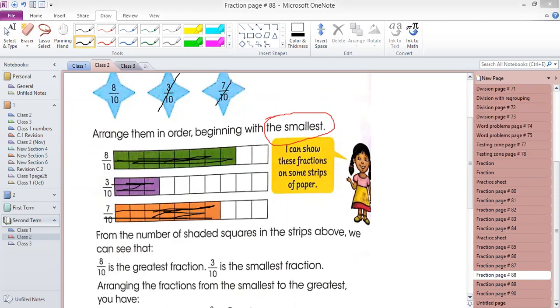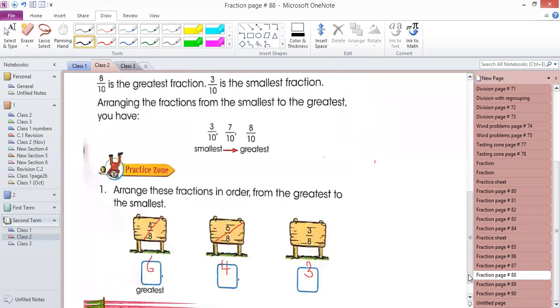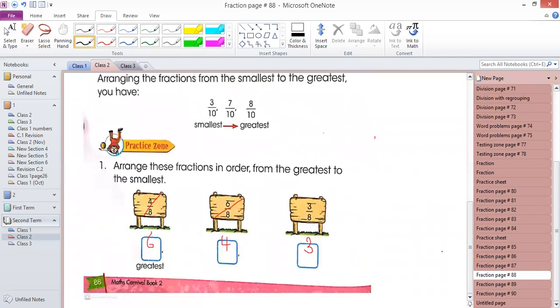From the numbers of the shaded squares in the strips above, we can see that 8/10 is the greatest fraction and 3/10 is the smallest fraction. Arranging the fractions from the smallest to greatest, you have 3/10, 7/10 and 8/10.